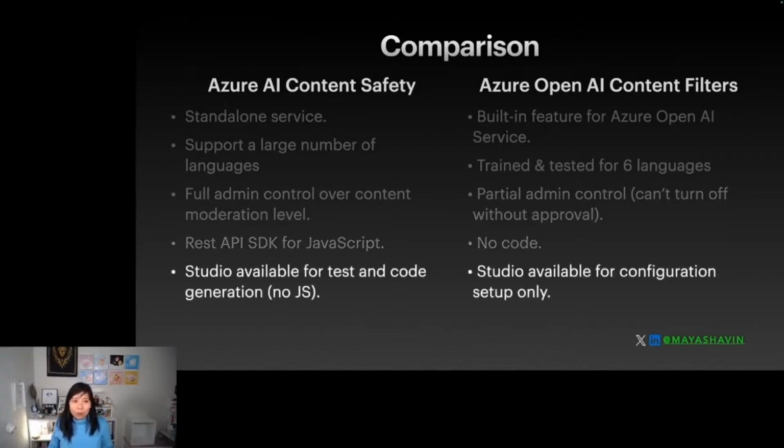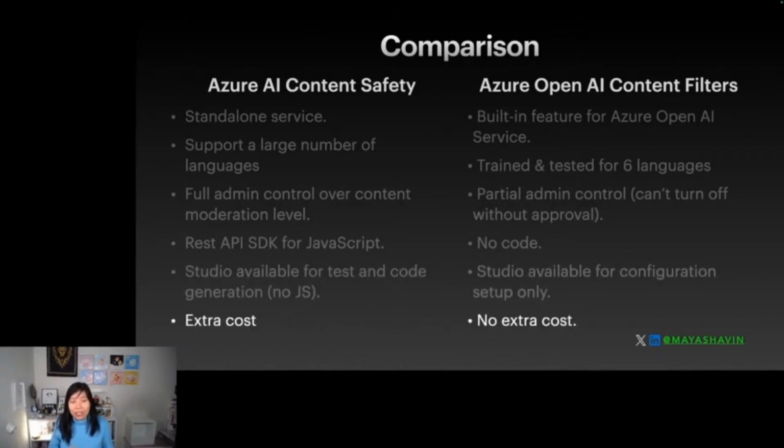And also, Azure AI Content Safety is the code approach, with the studio only for testing and code generation, while Azure OpenAI Content Filter is actually a no-code approach where you just use the studio to configure. So the admin of the customer, if you develop an application for an external customer, can control what level of acceptance is set for them.